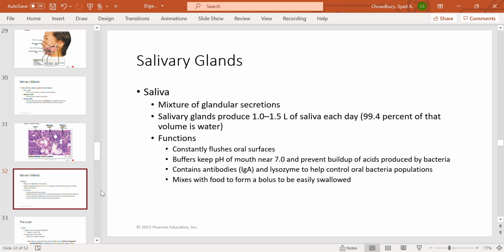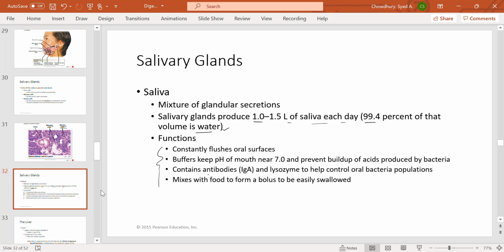Okay, how much saliva is released per day? Salivary glands produce about 1 to 1.5 liter of saliva each day, and 99.4% of it is water. So saliva is highly watery secretion. These are the functions of the saliva.